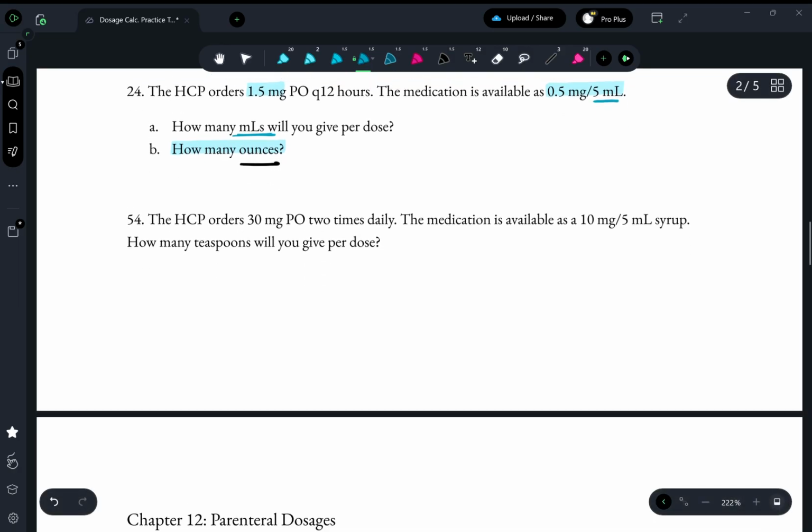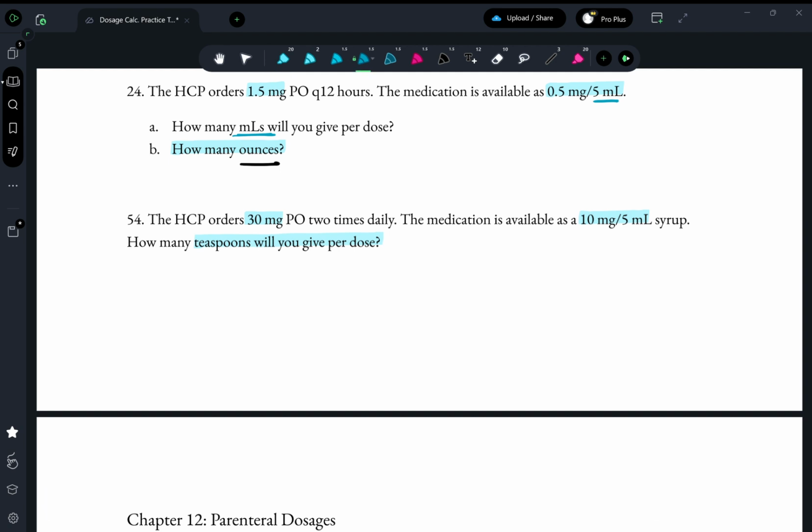So now let's go to 54, which is on page 226. I think I also changed this one up a little bit, so if it looks different, that's why. So let's go through the problem. Our order is for 30 milligrams. It's available as 10 milligrams per 5 mL syrup. Oh, here we go, because we're giving teaspoons per dose this time. So think of this like a cough syrup.